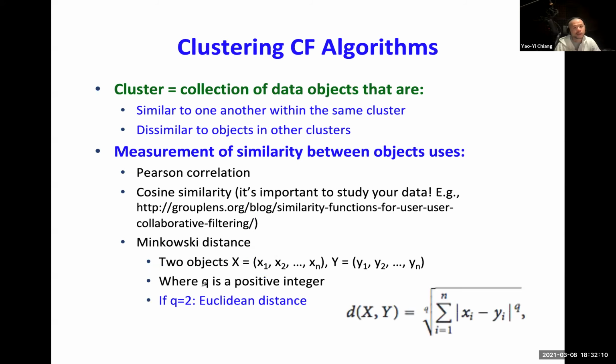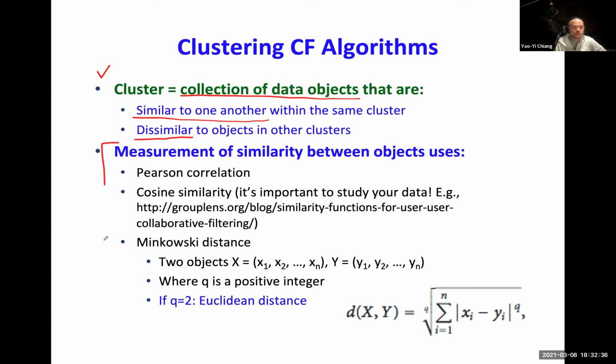So clustering-based CF is the first one. In a clustering-based algorithm, a cluster is a collection of data objects or data points, so that within a cluster, data points are similar to each other. If two data points are not in the same cluster, they are dissimilar.